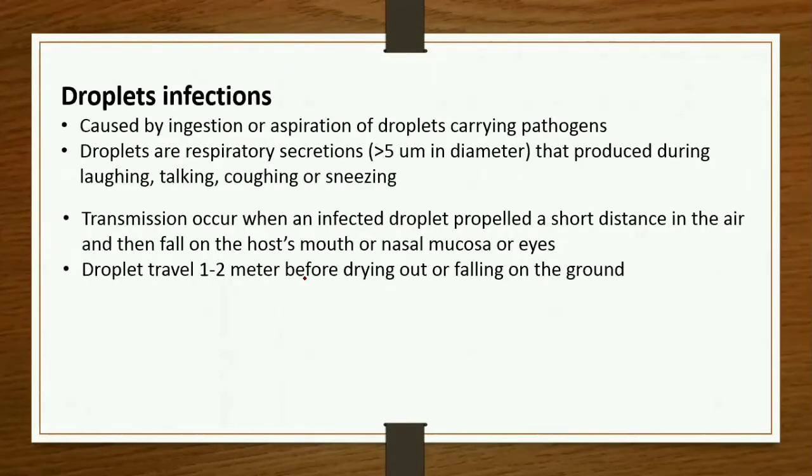Then droplet infection is caused by the ingestion or aspiration of droplets carrying pathogens. These droplets are respiratory secretions greater than 5 micrometers in diameter, produced during laughing, talking, coughing or sneezing. This transmission occurs when infected droplets travel a short distance in the air and then fall on the host's mouth, nasal mucosa or eyes. These droplets travel 1 to 2 meters before drying out or falling on the ground or surfaces. This is about droplet infection.